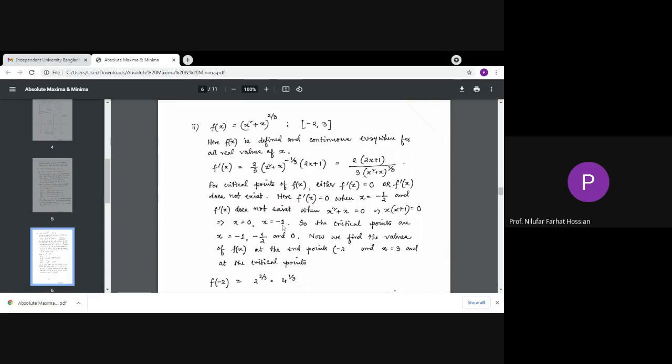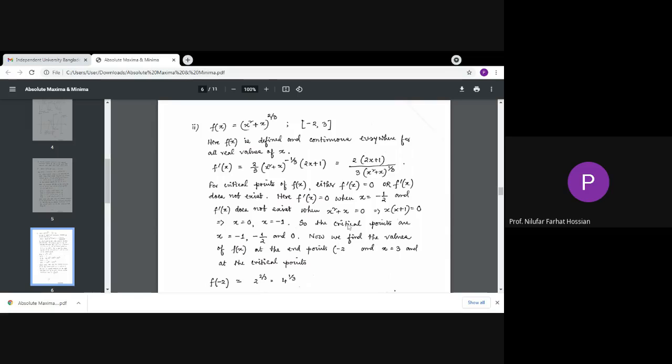Now there is another condition remaining for critical points, f prime x equal to 0. f prime x equal to 0 means the upper part is 0. So 2x plus 1 equal to 0, that means x equal to minus half. So there is another critical point, minus half. So in total, there are 3 critical points. Minus 1 and 0 are coming from f prime x does not exist, and minus half is coming from f prime x equal to 0. So in total, there are 3 critical points and all of them are lying in this interval.